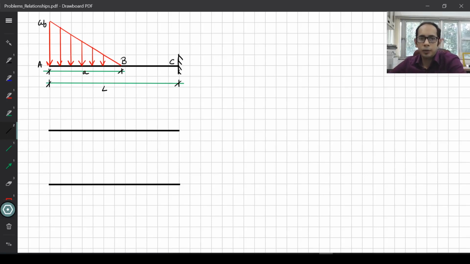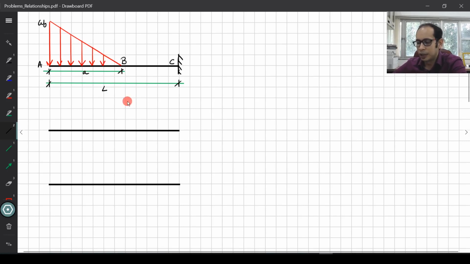Well, let us now look at another application example for the shear force diagram and the bending moment diagram, where you have a part triangular load. So you have a cantilever beam which is clamped at this support C. You have a triangular load which goes from W0 to here, and at a certain distance A it drops down to 0, but it's a linear variation, and the total length of the beam is L. So how do we go about solving this?